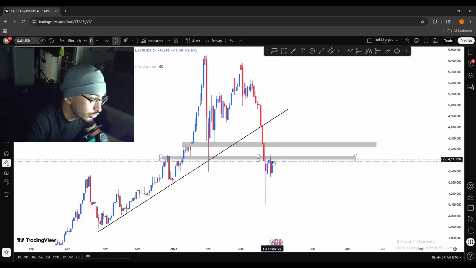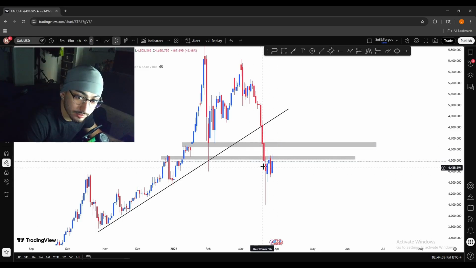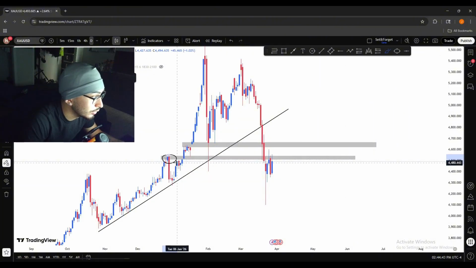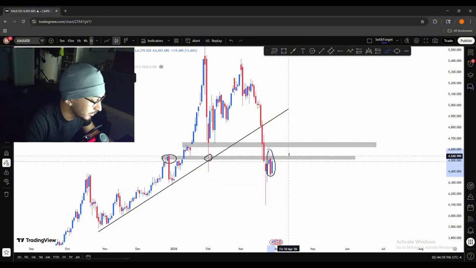And now we're retracing, right? We can see that right here. You can see this area, boom, touched. It has also been touched here. And then it broke below, came back, and created this candle pattern right here. Doji, bearish engulfing, and now it's on the retracement.